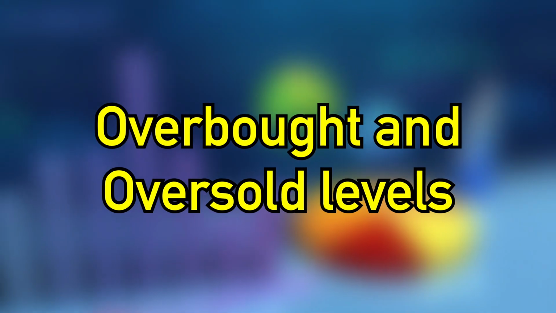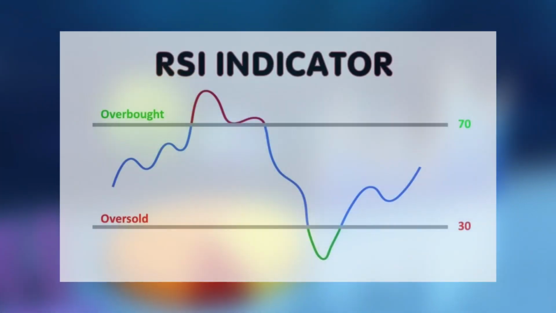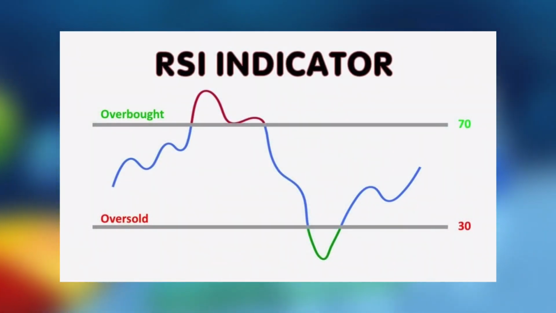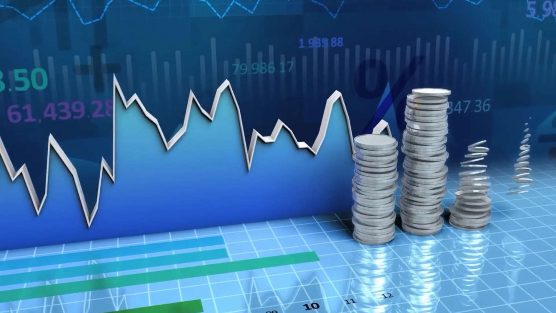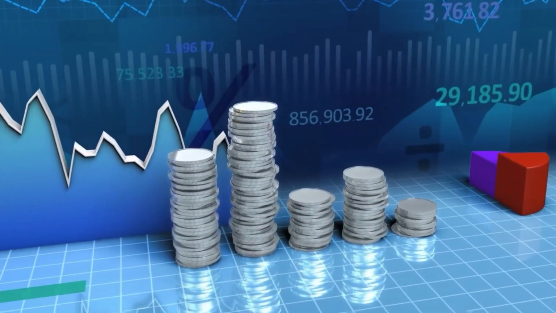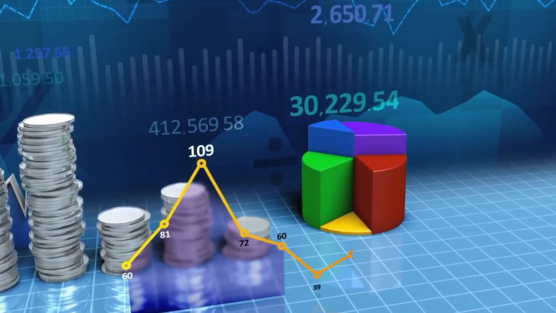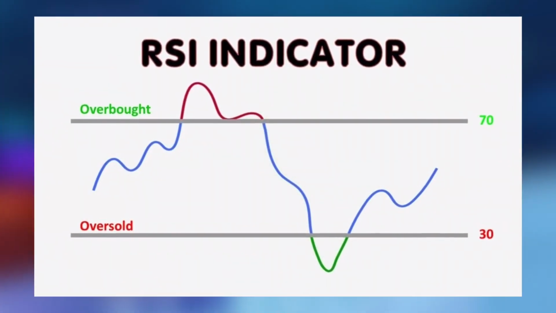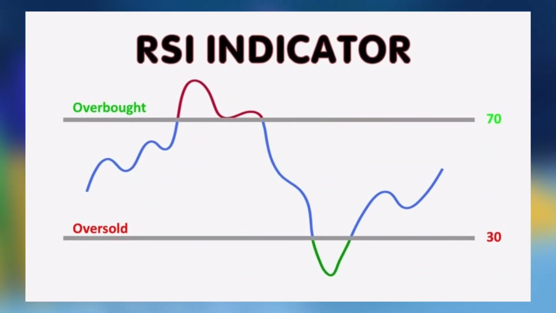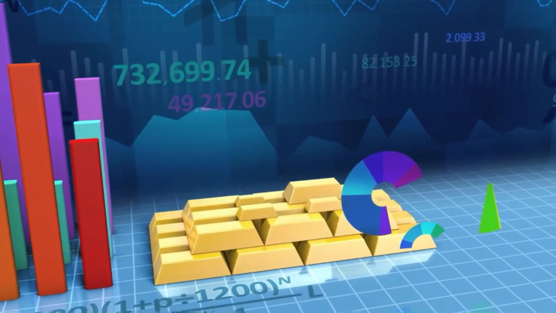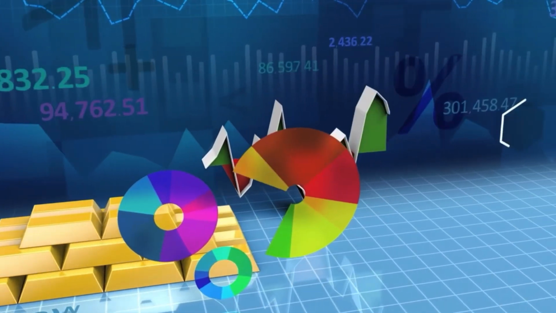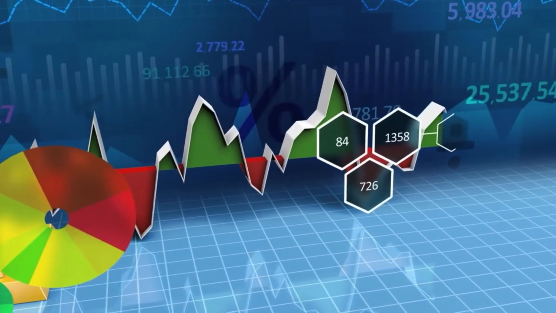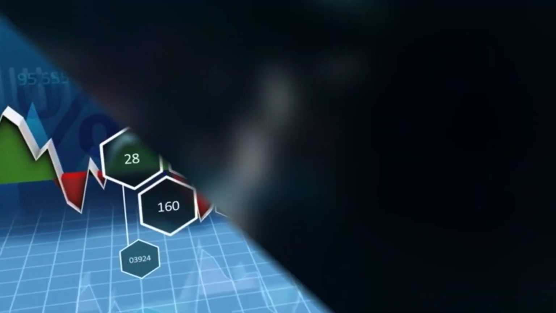Overbought and oversold levels. RSI values above 70 are considered overbought, indicating that the currency pair may be overvalued and a potential reversal or correction could occur. In contrast, when the RSI is below 30, it is considered oversold, indicating that the currency pair may be undervalued and a potential upward correction or reversal could occur.